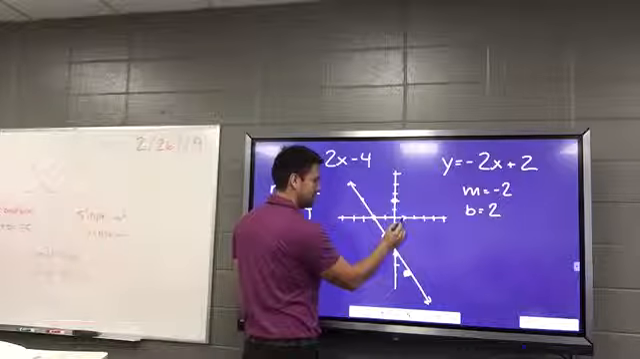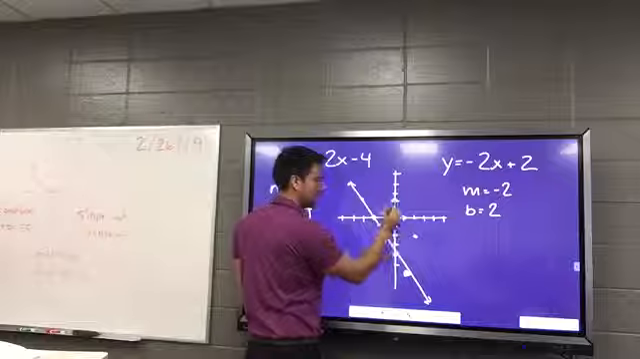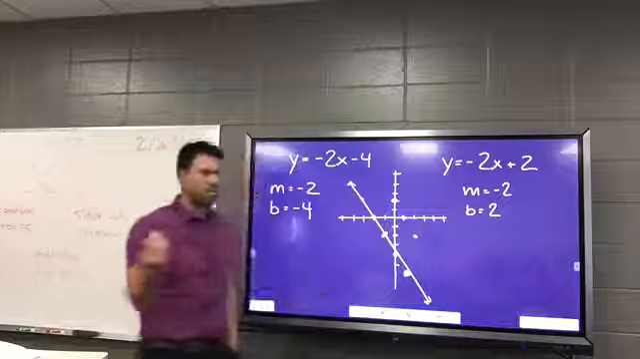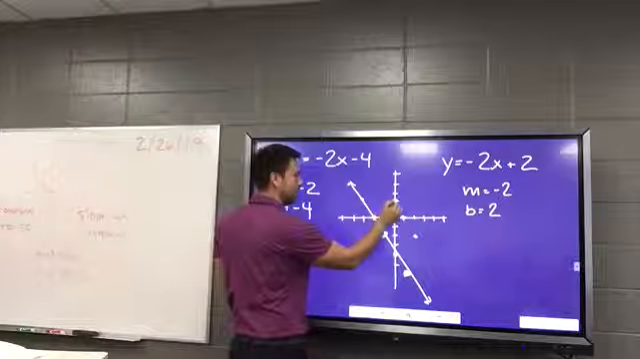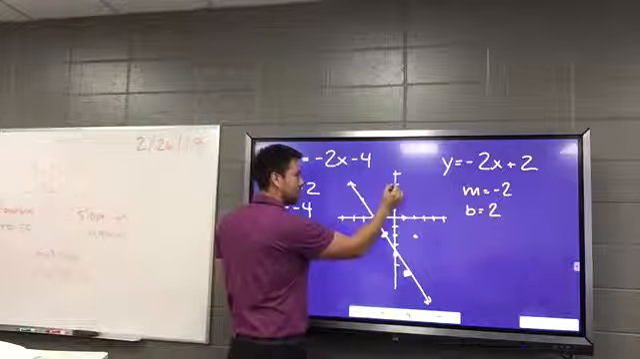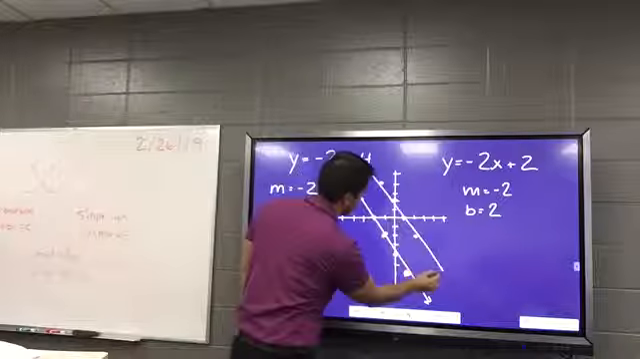Go down 2 and then over to the right. Mr. A just said something about going up and then the other. How do I do that? I don't want to go down anymore. You can go up 2 and then over to the left. Oh yeah, because it's the same line.